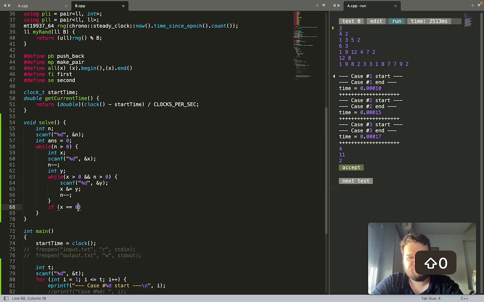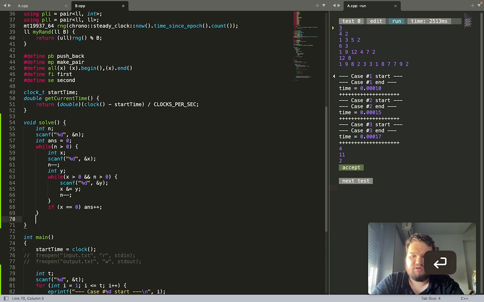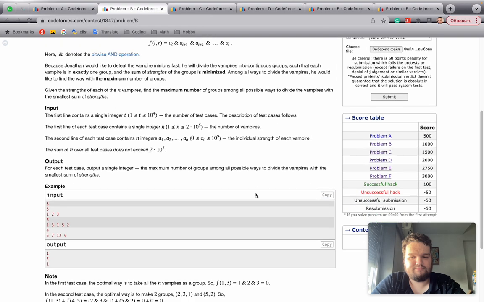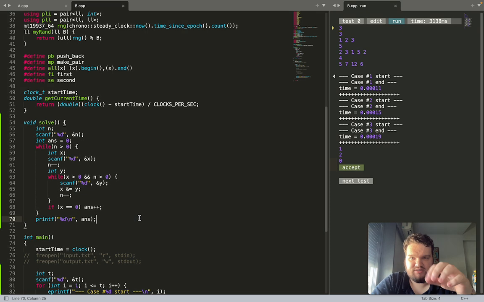And if I reach AND equal to 0, then I should increase the answer. Otherwise, it means that I have reached the end, and I haven't finished that group, so I have to add it to the previous group. And yeah, if the AND of everything is non-zero, then I still have to print 1.